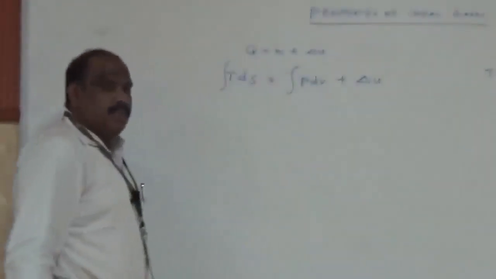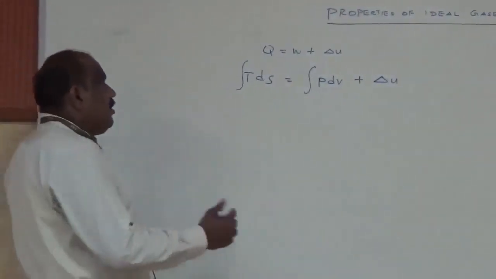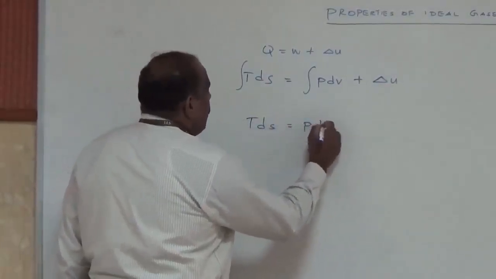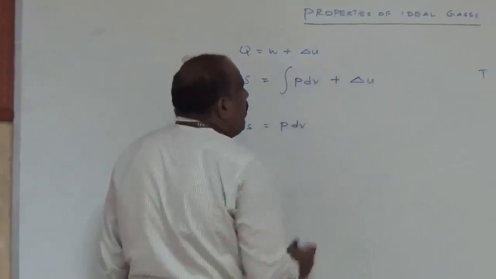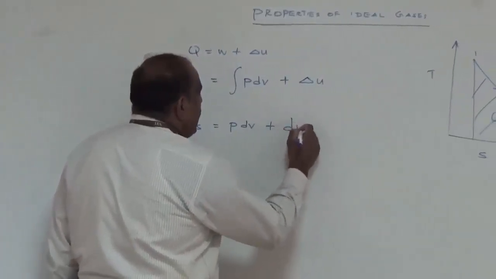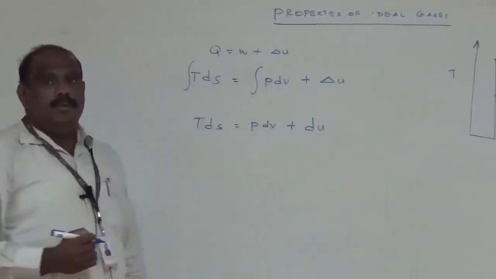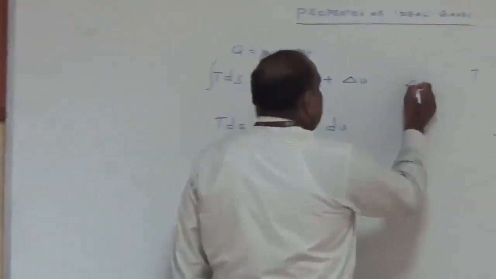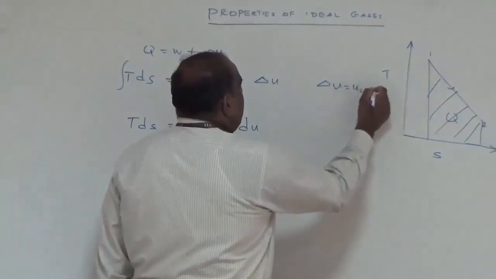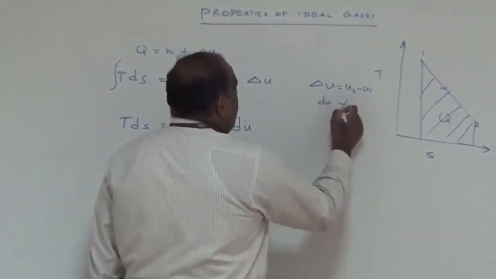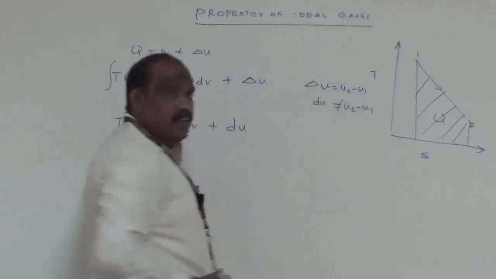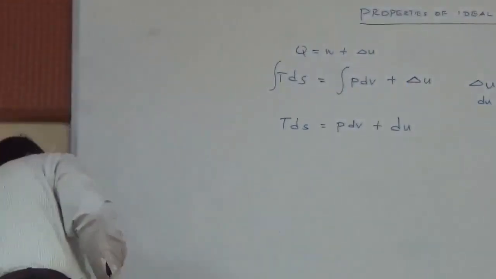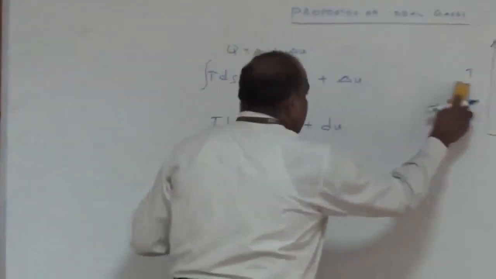I now want to differentiate this entire equation. When I differentiate, the integral sign will go away. The integral of P dV will become simply P dV. Whereas delta U is a number, it now becomes a differential operator. It is not delta U, it is dU. So there is a difference between delta U and dU. Delta U is u2 minus u1, whereas dU is not u2 minus u1; it is a differential operator. So this is the first equation we obtained.